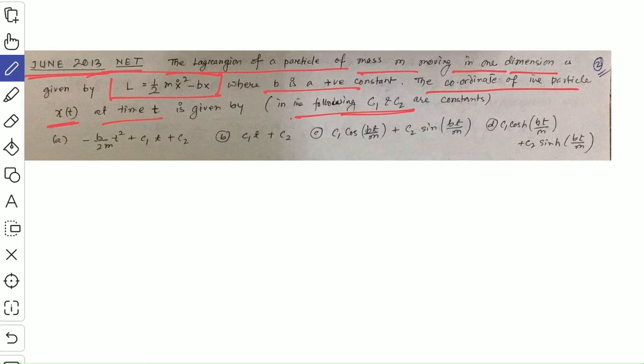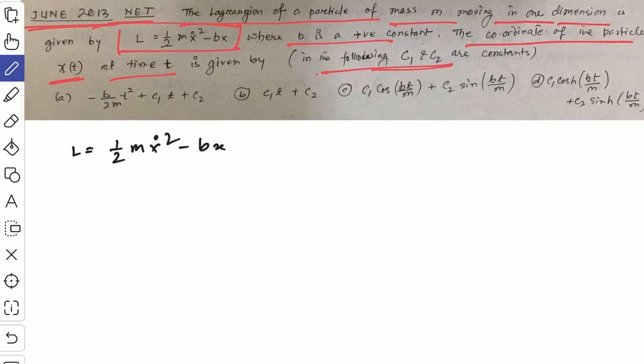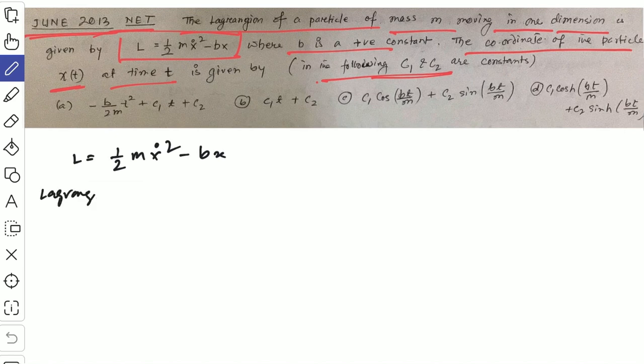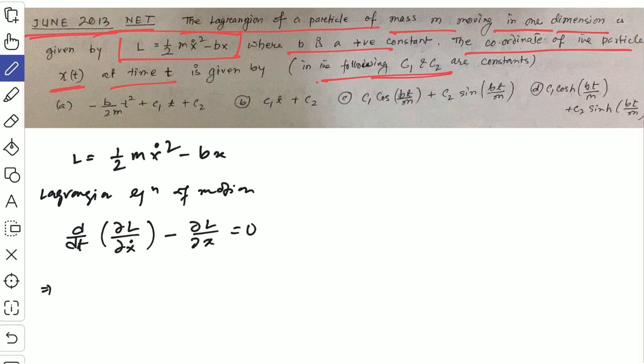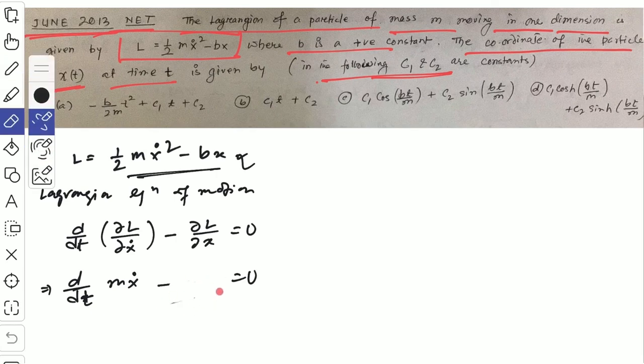Let us use the Lagrangian equation of motion here. You see the Lagrangian is given as L is equal to half m x dot square minus bx. According to the Lagrangian equation of motion, d by dt of del L by del x dot minus del L by del x is equal to 0. If you differentiate with respect to x dot, you will get m x dot. If you differentiate with respect to x only, you will get minus b, so that's going to be equal to 0. So let's write directly plus b.